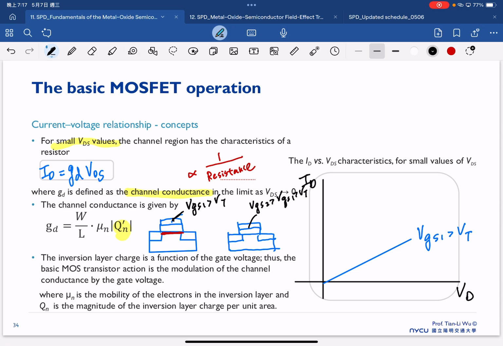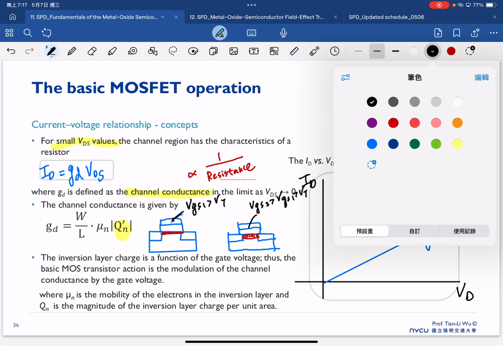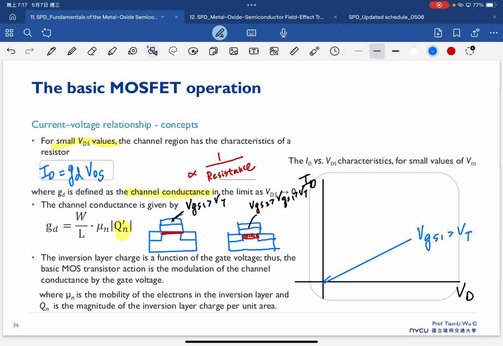With a higher gate bias, for sure we can expect our channel charge, our channel carrier, to increase, so the electron concentration in the channel is increased. So we can expect a higher electron concentration in the channel. In this case, our ID versus VD becomes like this, where VGS2 is larger than VGS1.